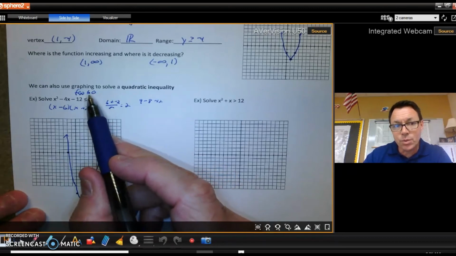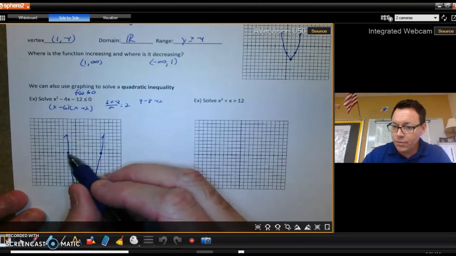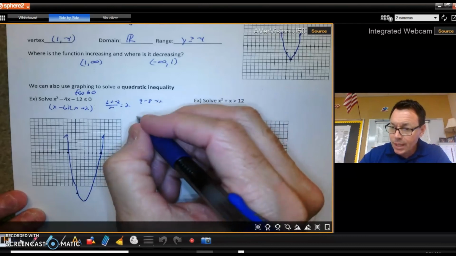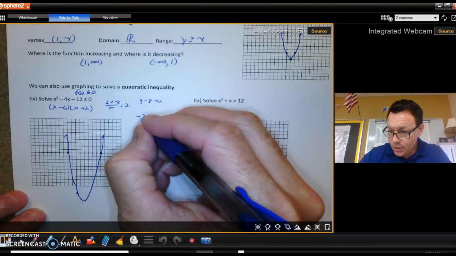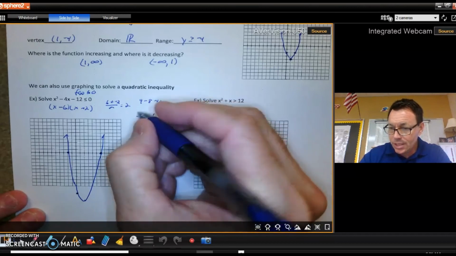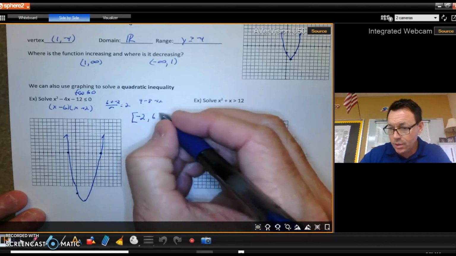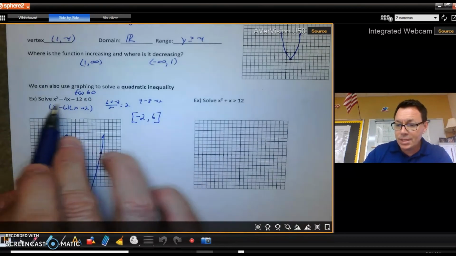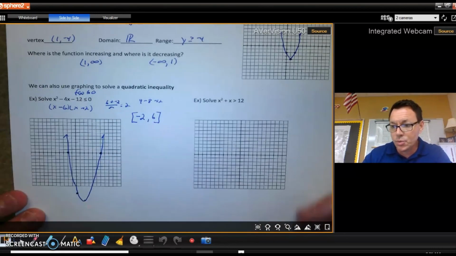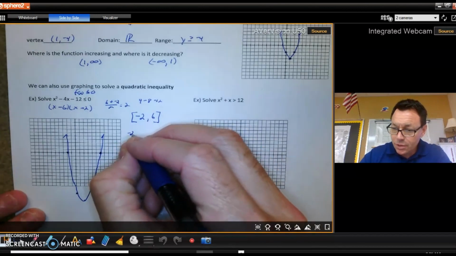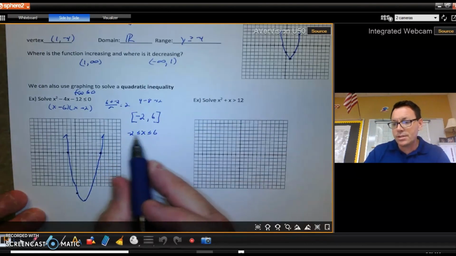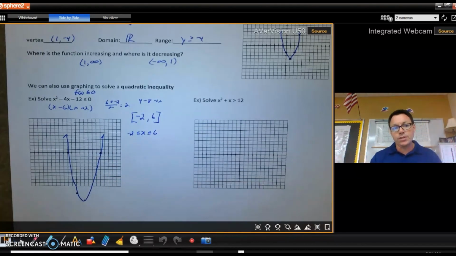Now on this one, we also want equal to 0. So we want everything from negative 2 to positive 6. So the interval from negative 2 to positive 6, including the negative 2 and the 6, would be the solutions to that inequality. All those numbers work. You could also say everything from negative 2 less than or equal to x, which is less than or equal to 6. All the x's that are between those two values create function values that are negative. That's it. That's all it is.